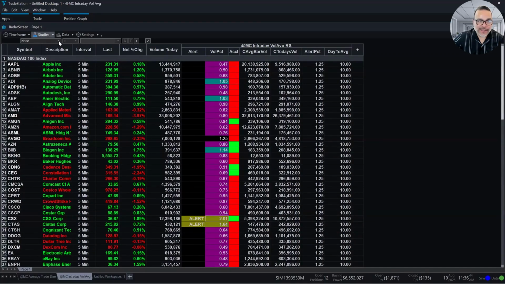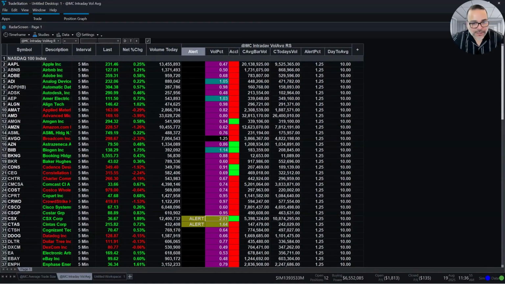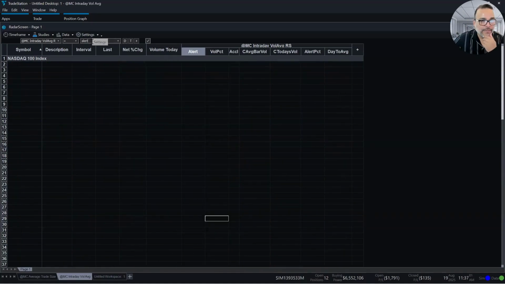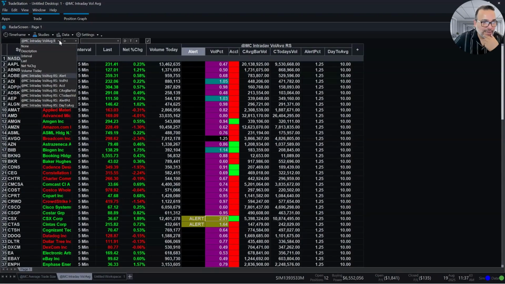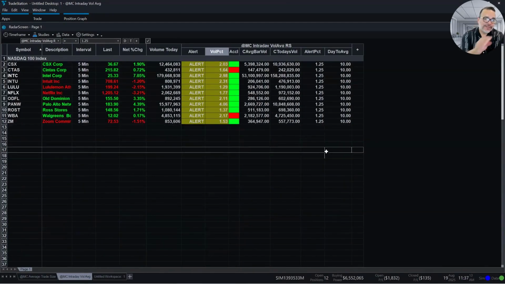Of course, you can say, show me a filter, and I can say on the alert equals, let's see if I can type in here. No. So what I would do is, instead of choosing that, I would choose volume percent and say greater than 1.25. So now you can see how the radar screen is filtered, and I can see a total of 11 symbols that are triggering the alert right now. These are symbols where the current bar's volume is exceeding the average by more than 125%. That's what the indicator is trying to tell everyone.